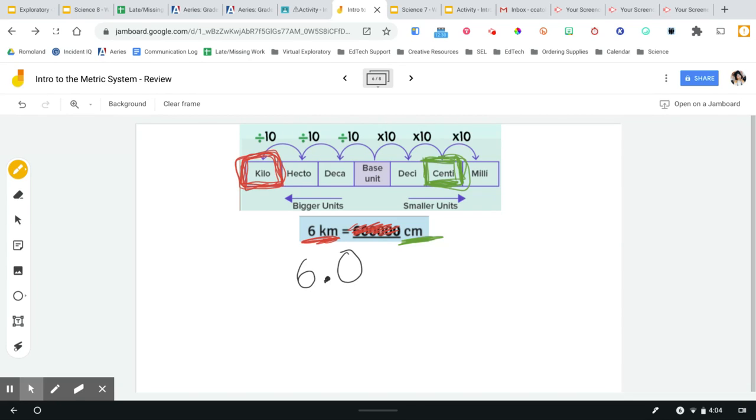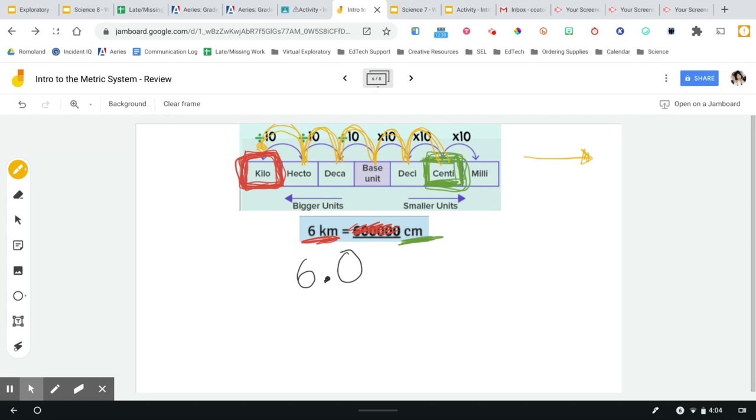Again, I have my starting point. You always want to start with your starting point, and you always want to make sure you know what your ending point is. So I'm starting with kilo, and I want to end on centi. I'm going to start at kilo, and I'm going to end at centi by jumping around. 1, 2, 3, 4, 5. All right, so I know that I jumped to the right 5 times on this chart.